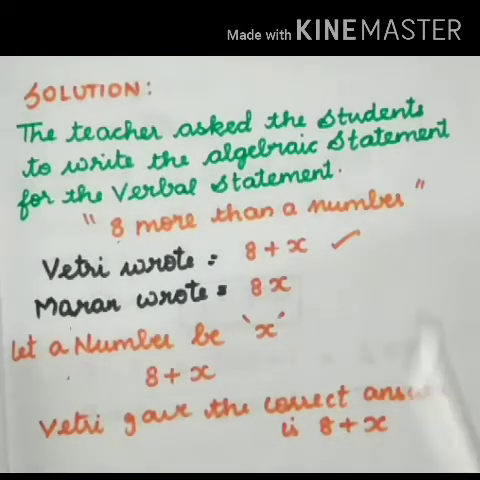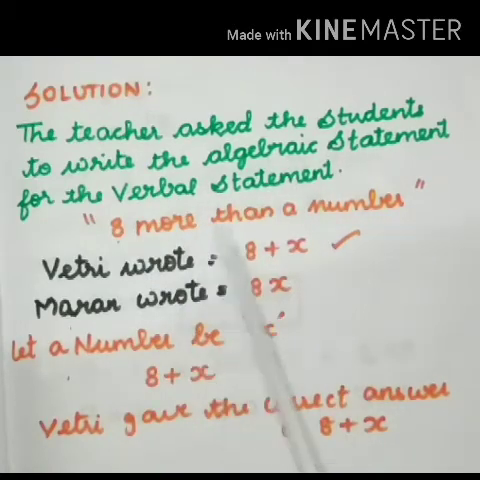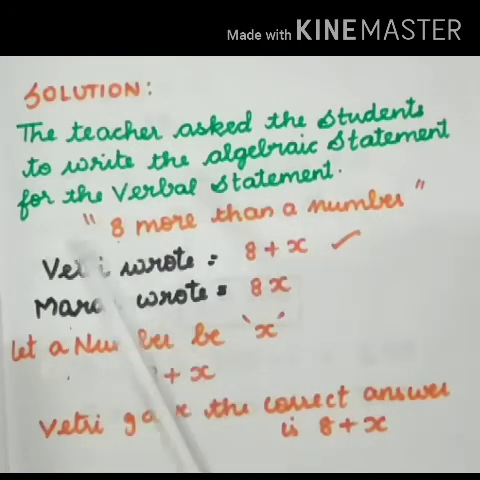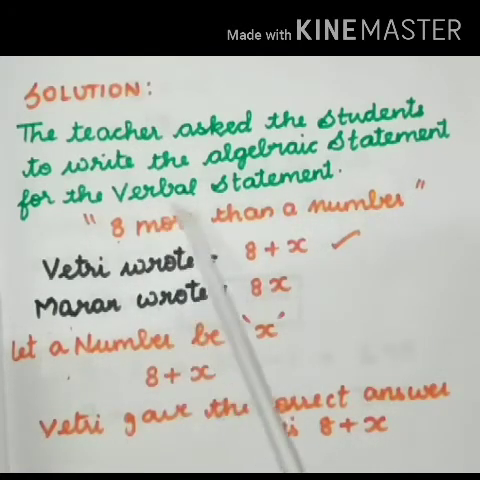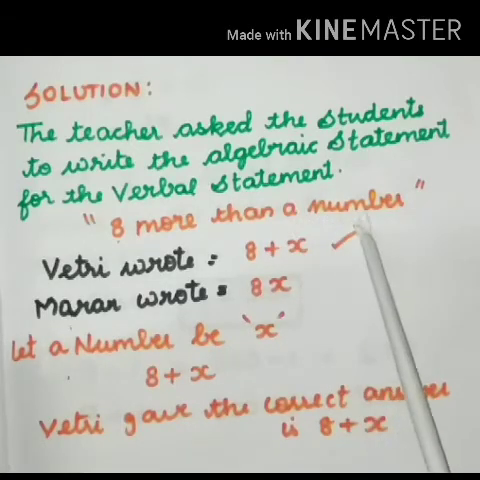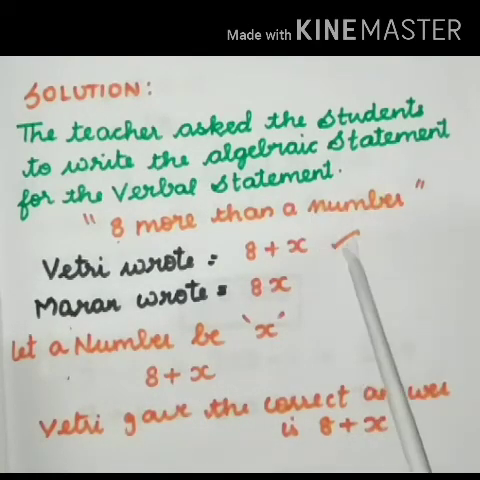I will explain one more time. Here the teacher asked the students to write the algebraic statement for this verbal statement: 8 more than a number. First you have to write 8. Then more means it's addition. Here we take an unknown value, a number, to be x. So 8 plus x. Who gave the correct answer? Vetri. Vetri gave the correct answer, 8 plus x.